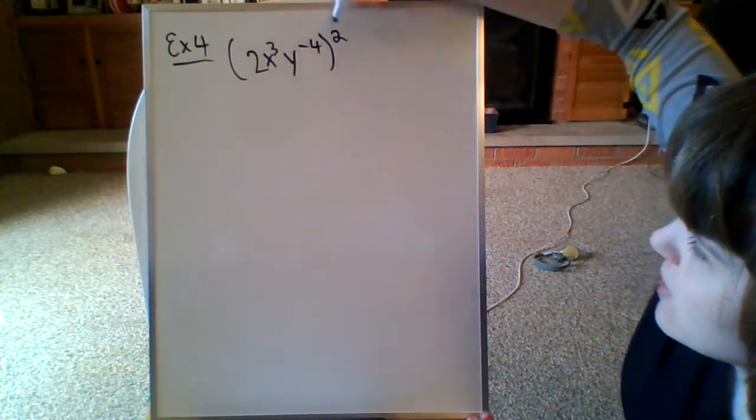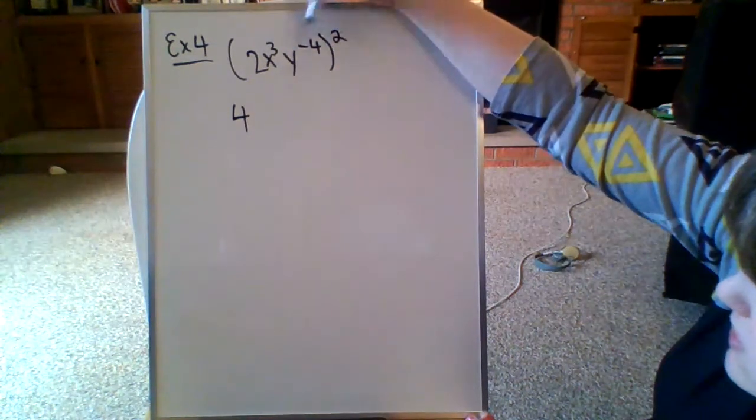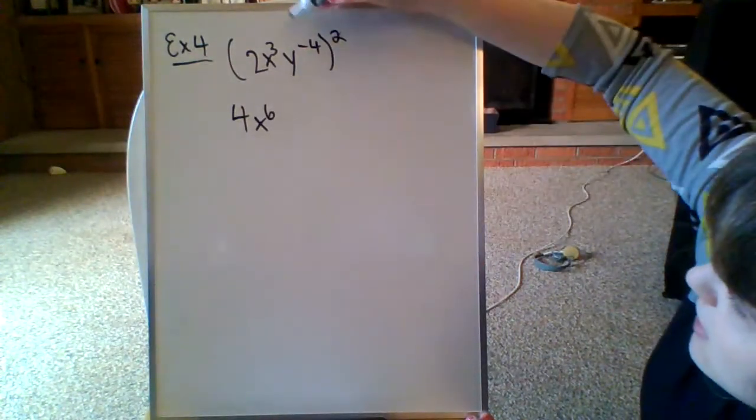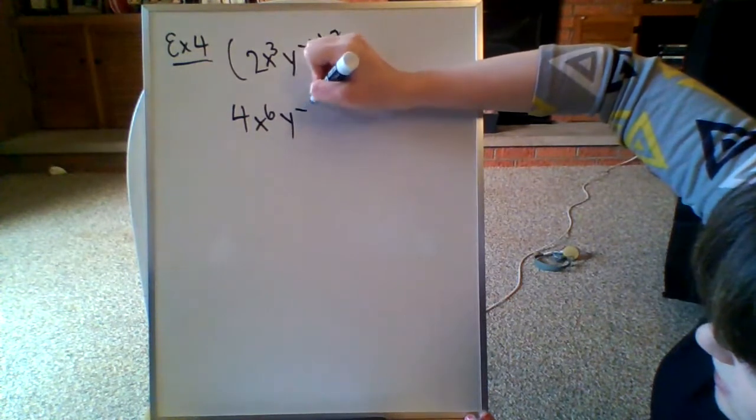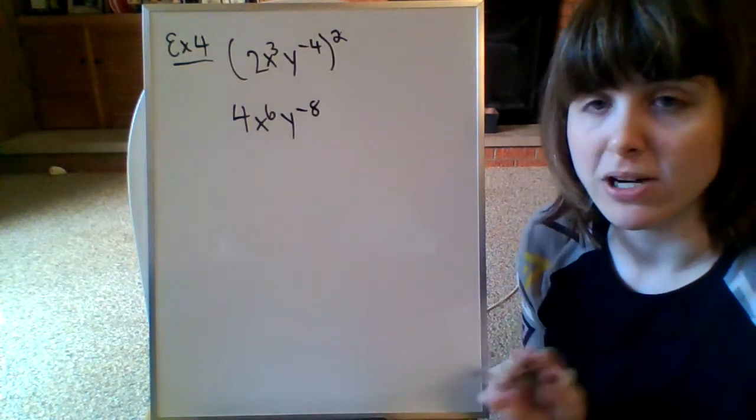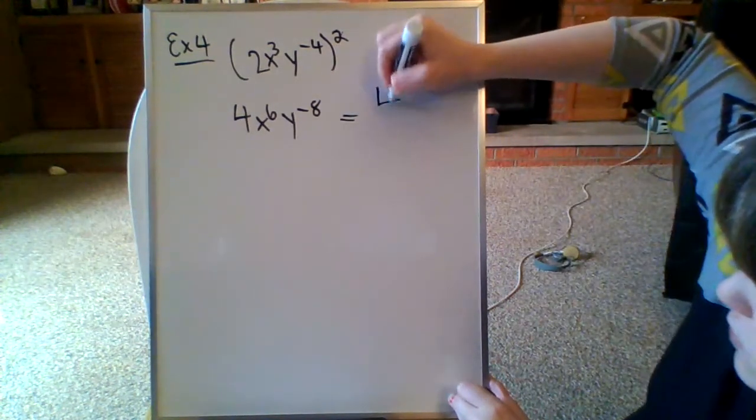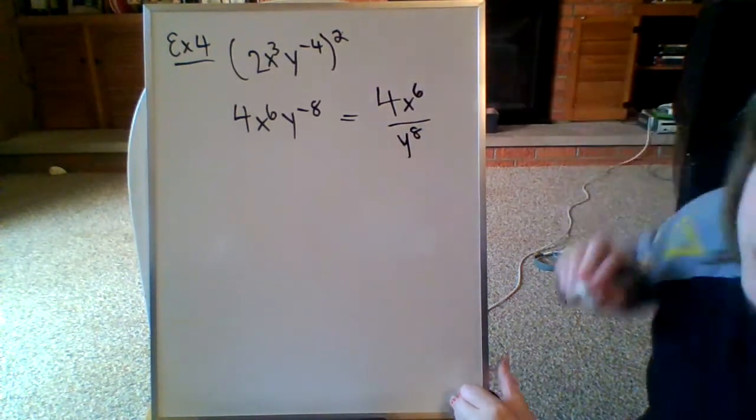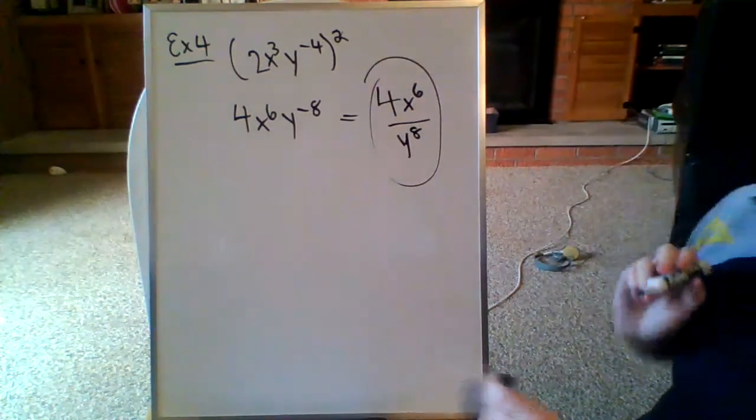Alright, so 2 squared is 4. And then we're going to multiply our exponents here. So 3 times 2 is 6. Then we're going to multiply these exponents. So that's going to make y to the negative 8th. Okay, now the negative 8 part gets moved to the bottom of the fraction and it becomes positive. So your final answer is going to look like this. 4x to the 6th over y to the 8th. Like that. Alright, so that's the answer to example 4.